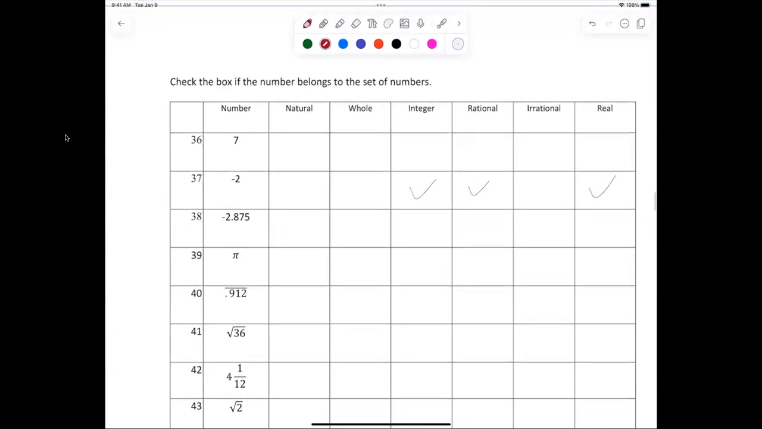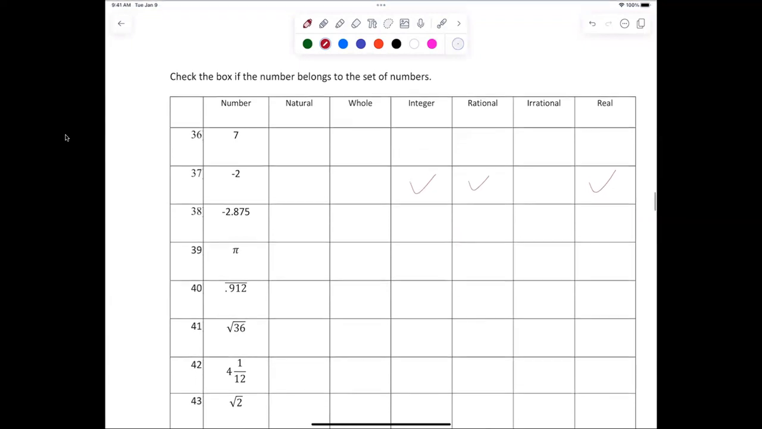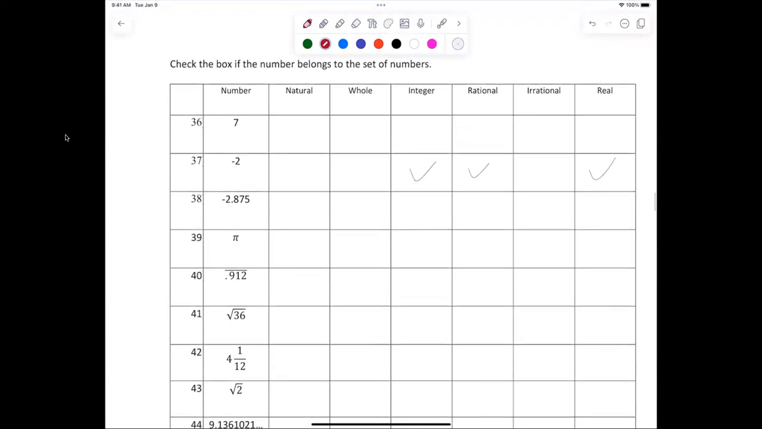39, let's go. Who haven't I heard from? Are we on 39? I know, that's why I'm reminding you. 39 is what? Yes, irrational and real. Thank you very much.